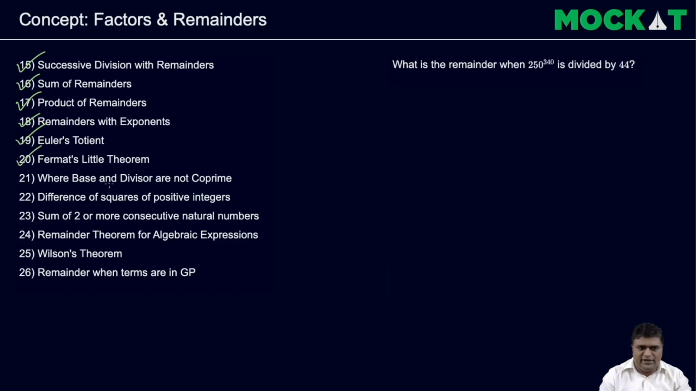Now, the base and divisor may not be co-prime. This is not very expected in your exams because it's a little cumbersome. So, 250 power 340 by 44. Even if these do turn up, they shouldn't be the first ones you attempt. 250 and 44 are not co-prime, so you'll have to prime factorize 44.